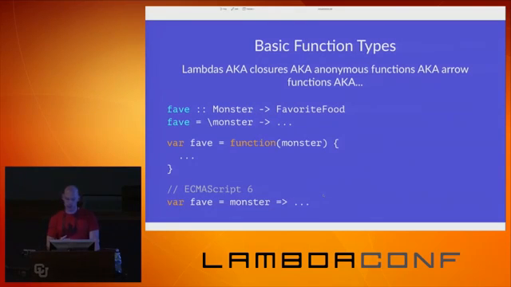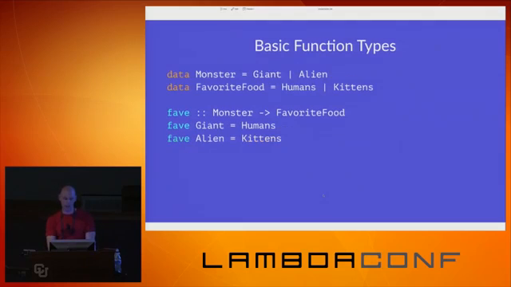Okay, so here it is. In fact, there is a way that you can define functions without listing the elements in their domain on the left-hand side of the equal sign. Up till now, we've been doing things like fav of giant is humans, and fav of alien is kittens. We list the name of the function and the element in the domain, and we say what the function maps it to in the codomain.